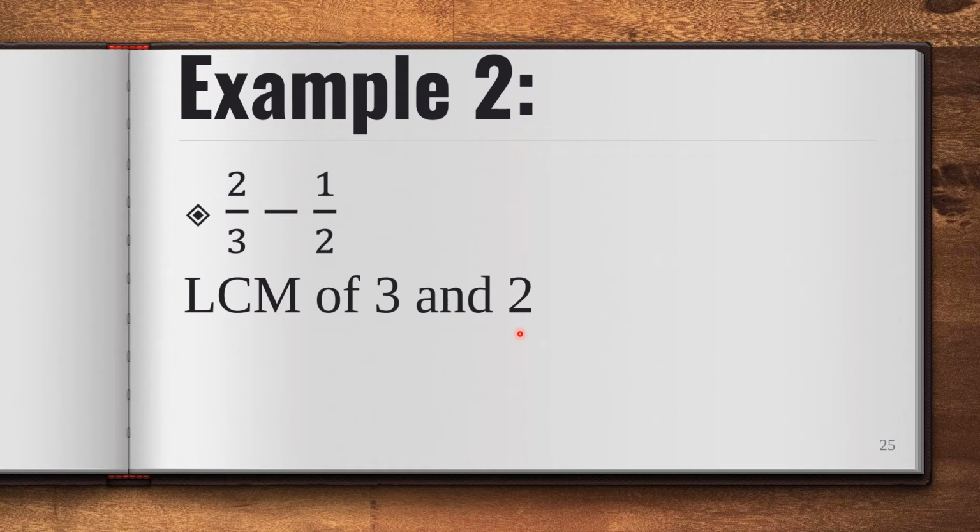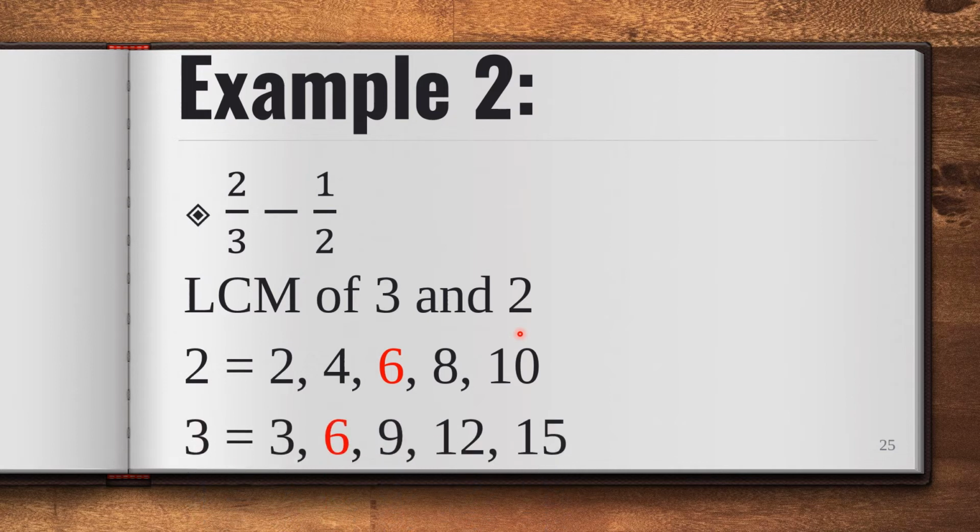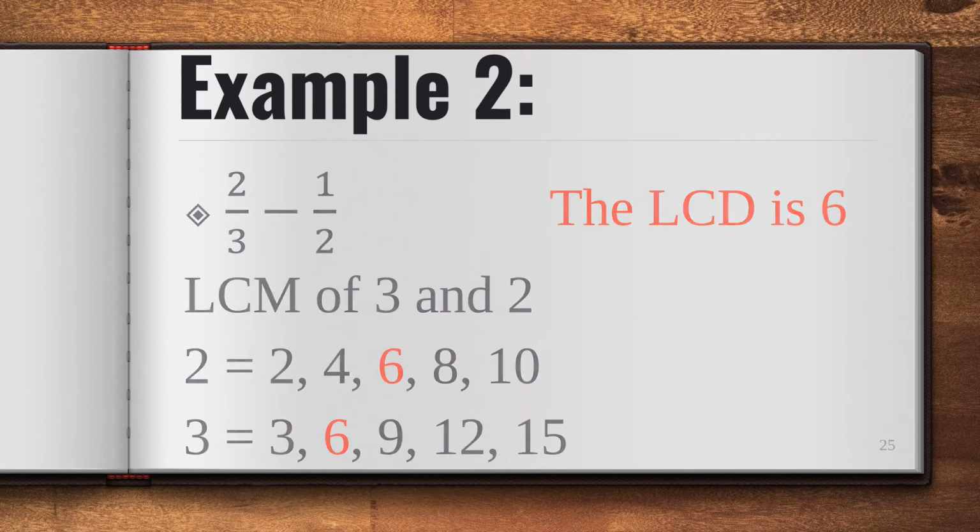Just list the multiples for each. For number 2, the multiples are 2, 4, 6, 8, and 10, and so on and so forth. For number 3, we have 3, 6, 9, 12, 15, and so on. As we can see, the least multiple that is common to both 2 and 3 is 6. Therefore, we will now be using 6 as the denominator of our equivalent fractions. So the LCD is 6. What are we going to do next?